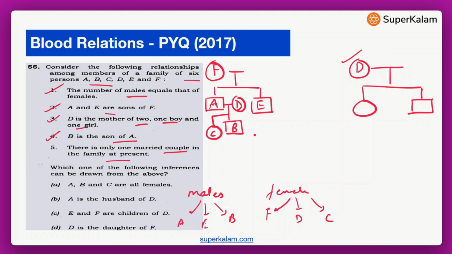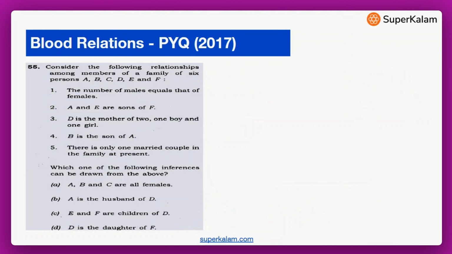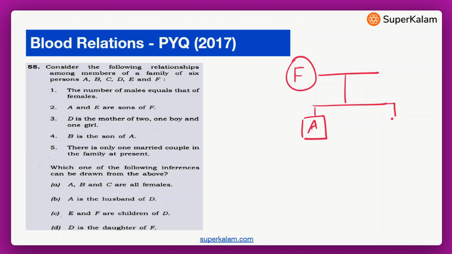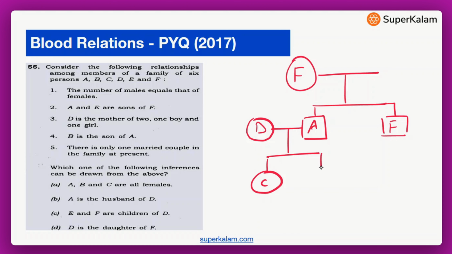So this is the family tree which we have got. If I try to create it again, then F is a female. She has married someone. Out of this marriage there are two people born: A, who is a male, and F, who is a male. And A has married D. Out of this marriage two people are born: one is C, who is a female, and one is a boy, who is a male.